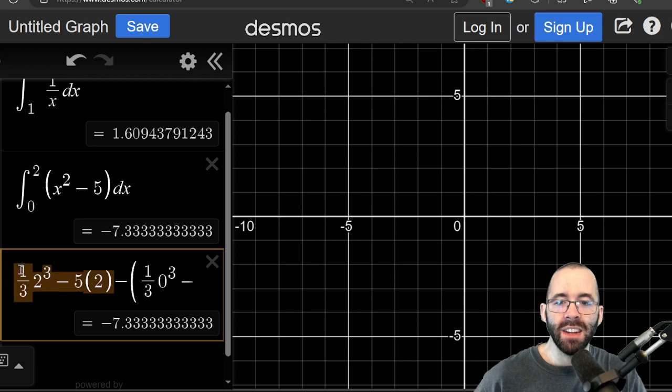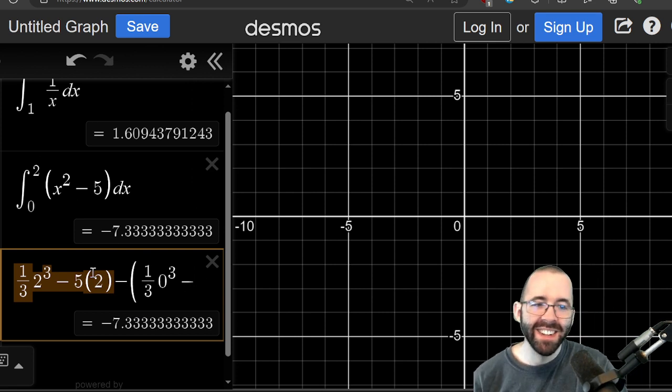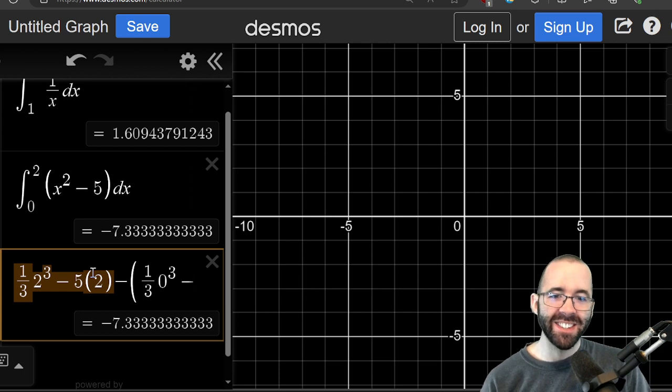Essentially, what's happening is we're looking at the antiderivative, undoing a derivative. In other words, the derivative of what quantity is x squared minus 5? Then we plug in the limits of integration and subtract them. But again, that's the future.